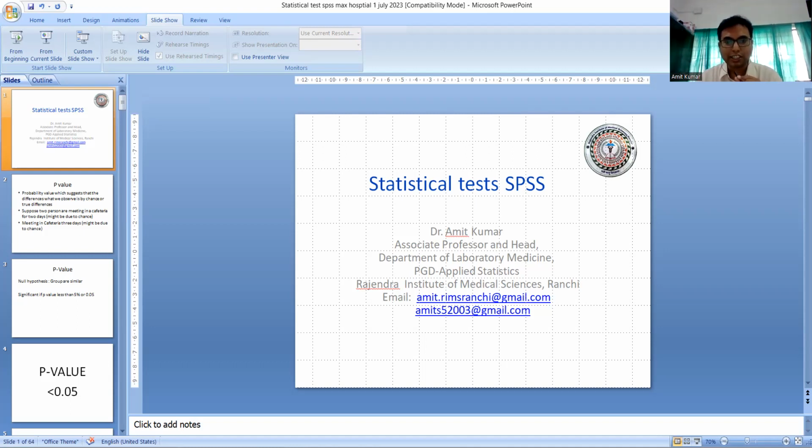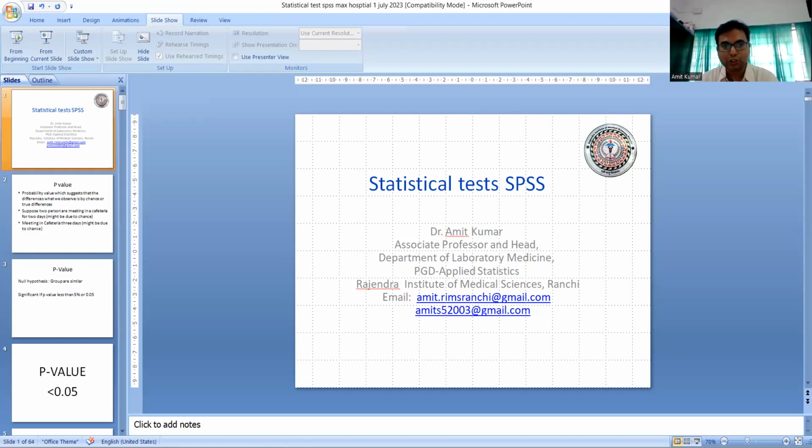So there is a cutoff point we use in statistics: less than 0.05. Everyone should remember it, because every time we see the p-value interpretation, you have to check whether the p-value is less than this point. If it is, then you will say it is significant. If it is not, then you will say it is not significant.